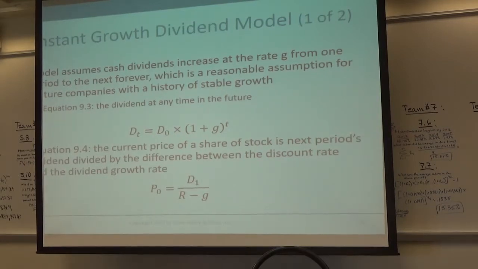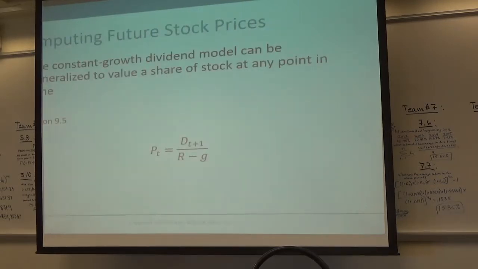Constant growth dividend model. The model assumes cash dividends increase at the rate G from one period to the next forever, which is a reasonable assumption for mature companies with a history of stable growth. That's equation 9.3. Equation 9.4 is the current price of a share of stock: next period's dividend divided by the difference between the discount rate and the dividend growth rate. Computing future stock prices: the constant growth dividend model can be generalized to value a share of stock at any point in time.